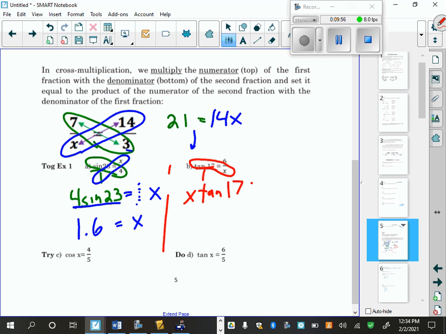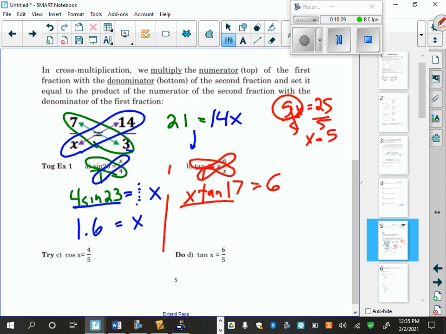Top times bottom equals 6 times 1, which is 6. Now this one is a two-stepper because once we cross multiply, x isn't by itself. So we have to do one more thing. And if you can do this, you can do that red one as well. You divide by 5, divide by 5. Anytime you have something multiplied by x, or something with x that's being multiplied, you divide by that to get x by itself. So that's what we do here.